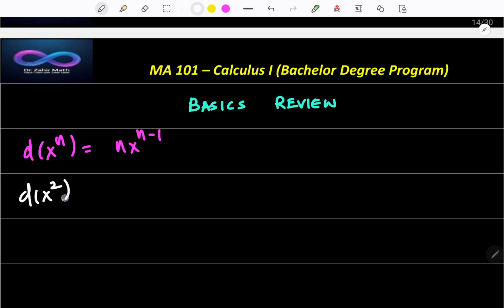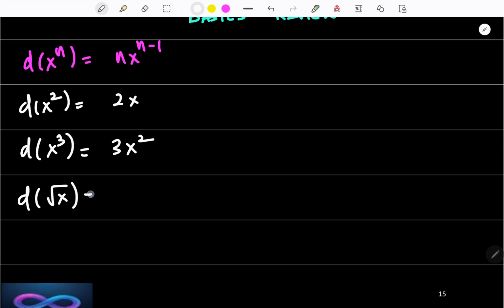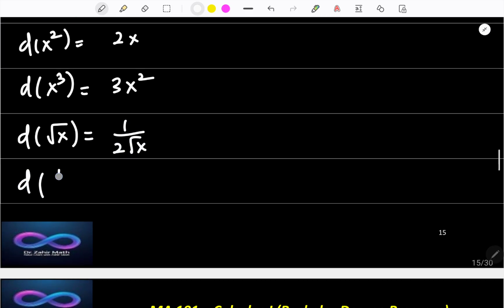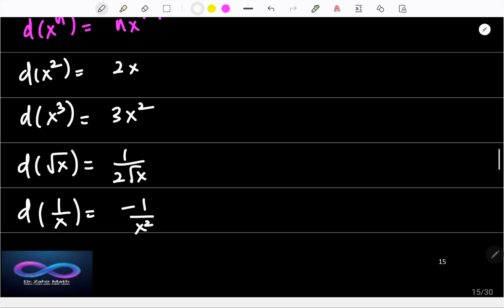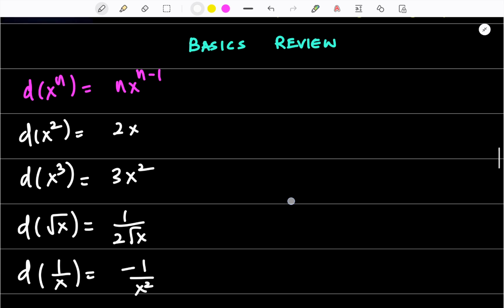What is the derivative of x square, which is 2x? What is the derivative of x power 3, which is 3x square? What is the derivative of square root of x? Remember, as 1 by 2 root x. What is the derivative of 1 by x? Negative 1 by x square. So these things you just remember for normal algebraic functions, right?